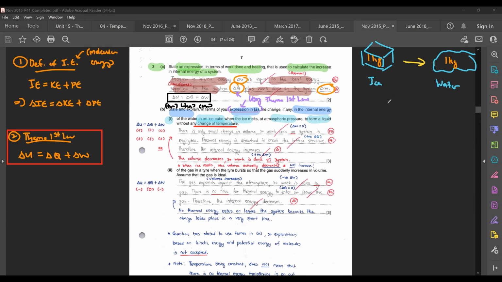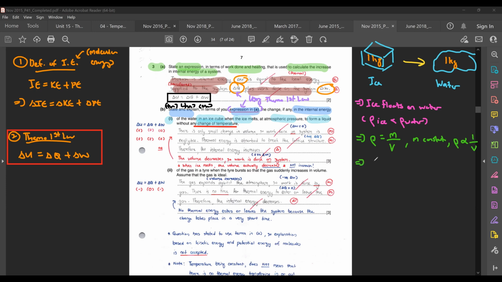If I compare the density of ice and water, the densities are actually different. Because what you do know is that ice floats on water. This would mean that the density of ice is actually less than the density of water, isn't it? Okay, so how does this relate to finding out the volume, whether it increases or decreases? You need to make use of the equation for density. Density is mass over volume.